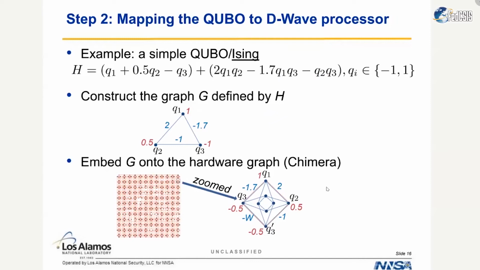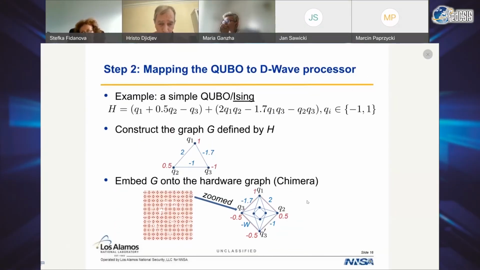So we have 3 quadratic terms, and to represent this QO as a graph, we have 3 vertices for the 3 variables, and each quadratic term defines an edge. So Q1 Q2 defines an edge between 1 and 2, and so on. So we have a triangle corresponding to the quadratic portion of the QO, and we don't need here to represent the linear terms.